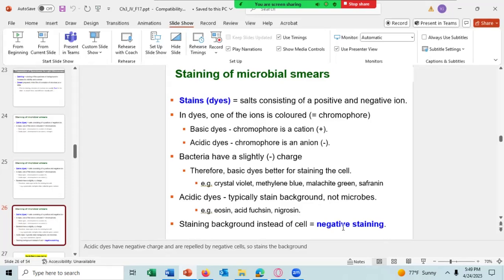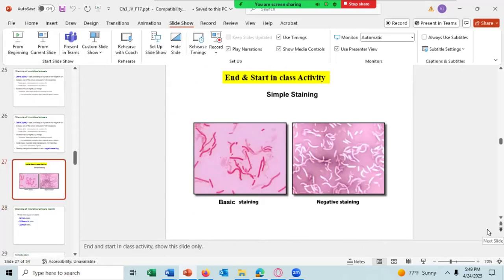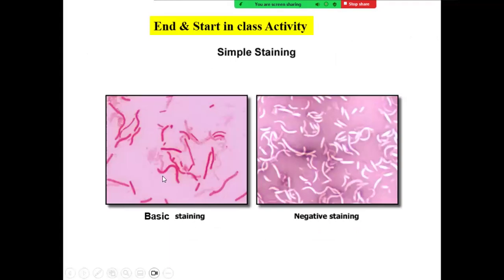Because the acid dye stains the background, when we use an acid dye, we tend to call it a negative stain. Here we're looking at cells, let me blow that up, that are stained with a basic stain. And as you can see, the cells are brightly colored. You can easily see the cell because it has a strong contrast with the background of the slide.